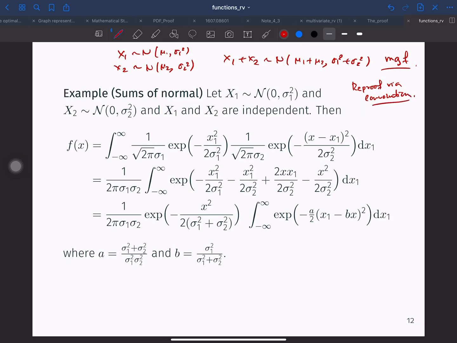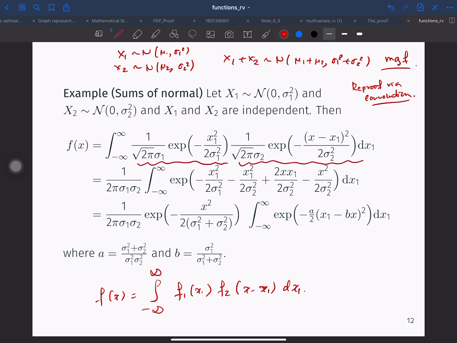So the idea is once again very simple. We write f(x) as the integral from minus infinity to infinity of f1(x1) f2(x minus x1) dx1. So this is f1(x1), and this is f2(x minus x1), and you integrate it with respect to dx1. So the next thing that you have to be careful about, let's erase this, we don't have to see that now.